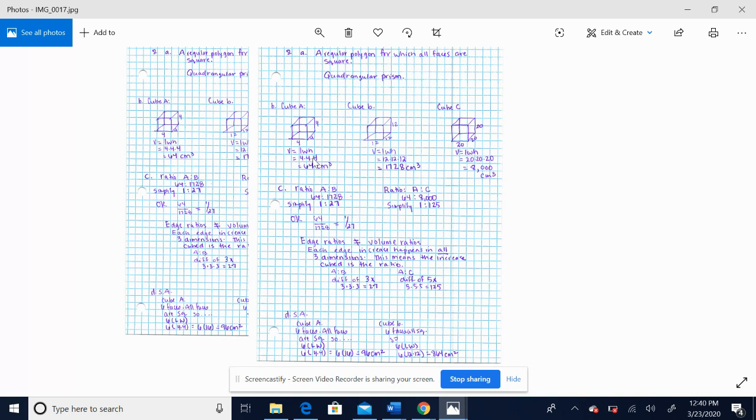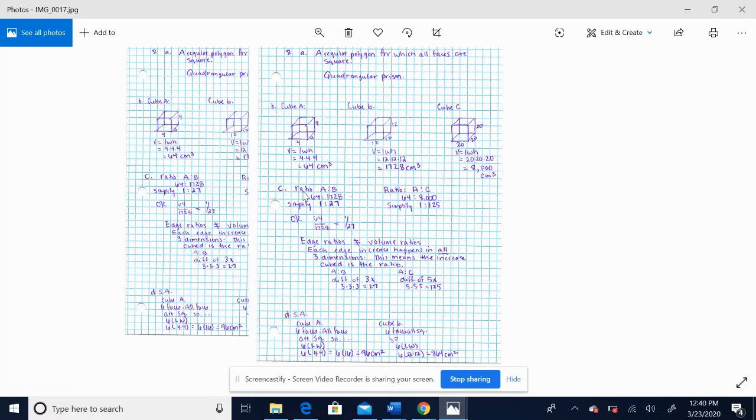So part B asks us to find the volume of cube A, whose edges are 4 centimeters, cube B, whose edges will be 3 times that, and cube C, which will be 5 times that. So I just sort of sketched these. Now, I know they're not drawn to scale, but they're just a visual model. So we've got a 4 by 4 by 4, a 12 by 12 by 12, and a 20 by 20 by 20. 4, 3 times 4, and 5 times 4.